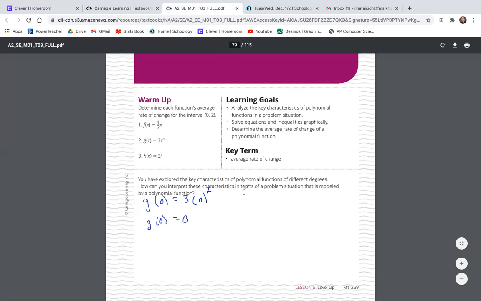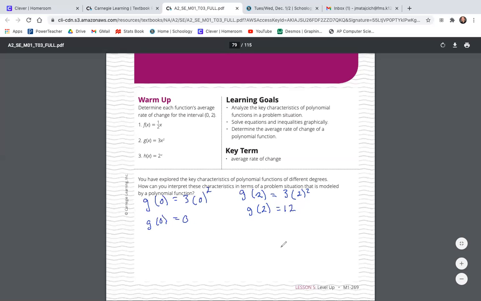Now let's plug in our other term, g of 2. g of 2 equals 3 times 2 squared. Okay, break this one down a little bit. Hey, we know that 2 squared is 4, and we know that 4 times 3 is 12.